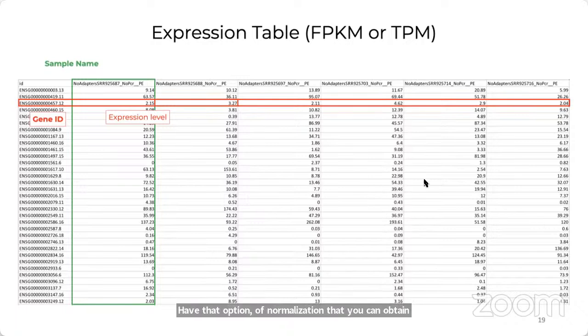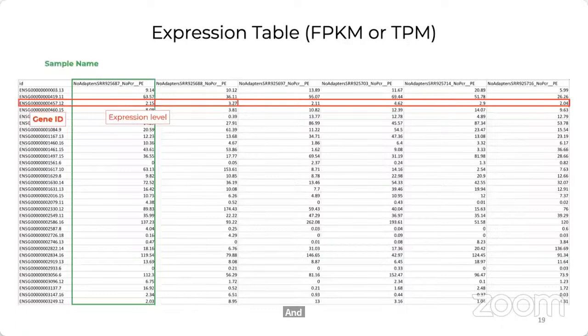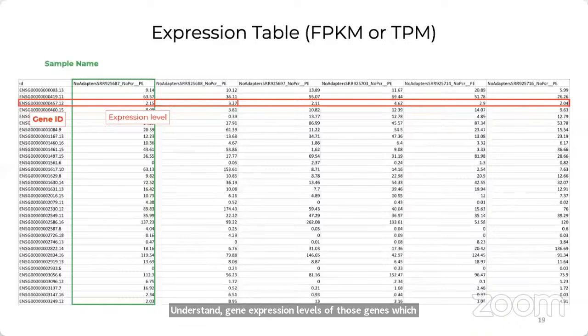So this structured data can again be directly used to, for example, perform a simple statistical association test, where we can use a t-test to understand gene expression levels of those genes which are different in, let's say, an altered cell state compared to the control cell state, right?